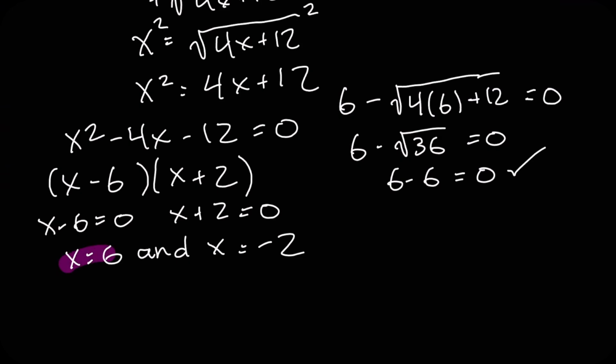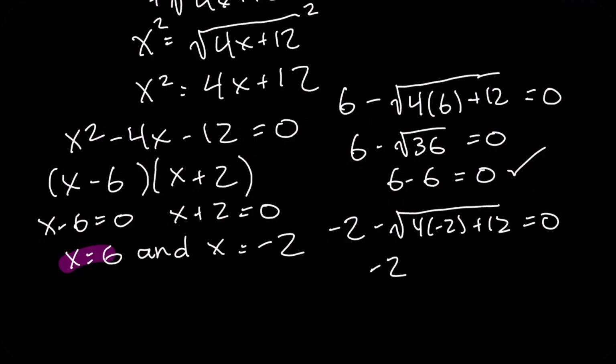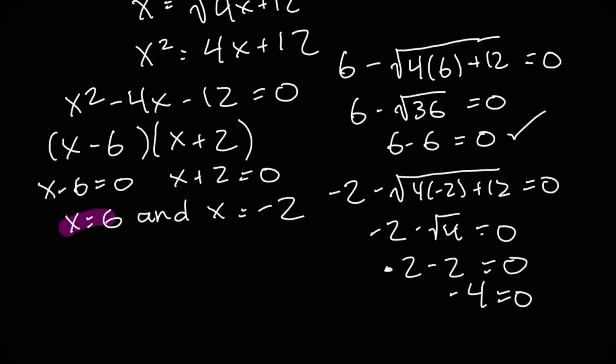Let's try our negative 2. Negative 2 minus the square root of 4 times negative 2 plus 12, and that's going to be equal to 0. Negative 2 minus the square root of 4 equal to 0, or negative 2 minus 2 equal to 0, which is negative 4 is equal to 0. That does not make sense, so our x is equal to 6 is our only solution here.